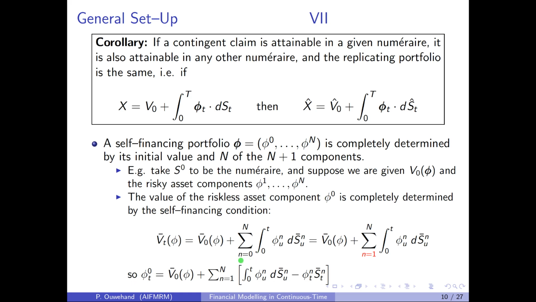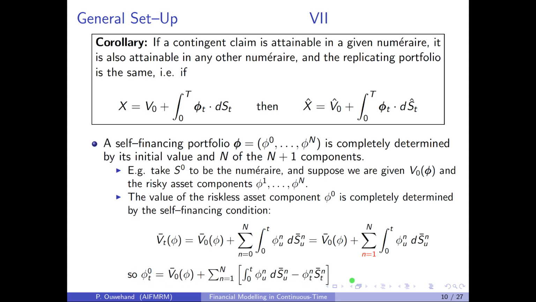However, S bar 0, in other words the discounted bank account, isn't changing, so dS bar 0 is 0, and hence the bank account does not contribute to the discounted gain. In other words, what we obtain is this sum here, where now we're summing only over the risky assets. We can use this expression now to solve for the bank account component of the portfolio.